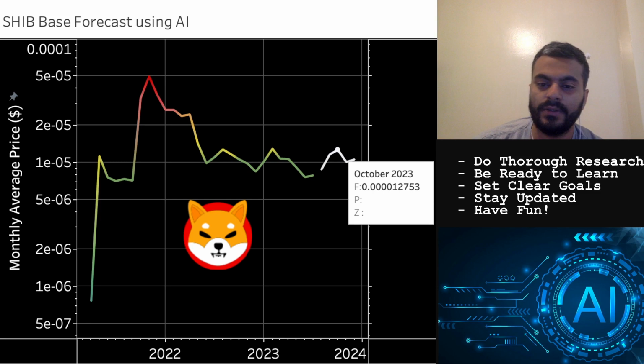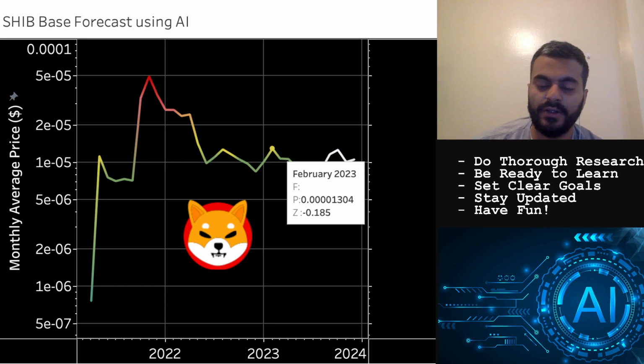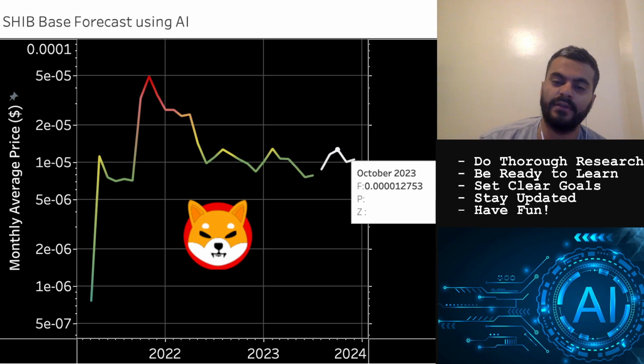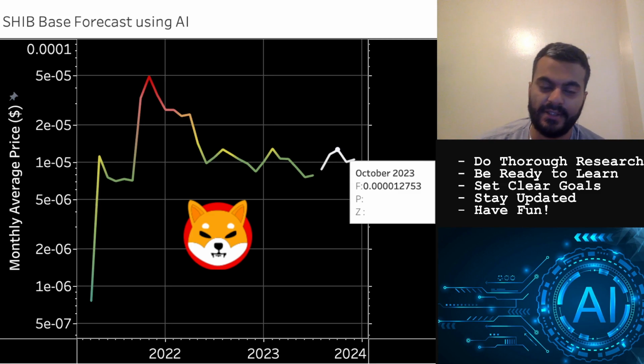In October, this is four zeros and then 127. This is the peak forecasted by the AI model, which is pretty similar to the territory it was in February of 2023. That level is being forecasted as the base case of the AI model, assuming there is no major bull or major bearish event. These are the forecasts, and I will cover the bull case and the bear case also after this one.